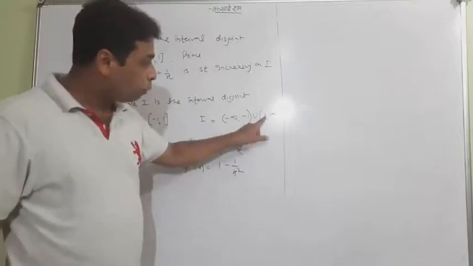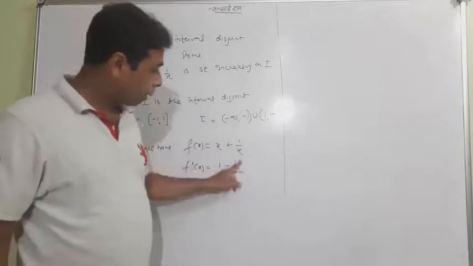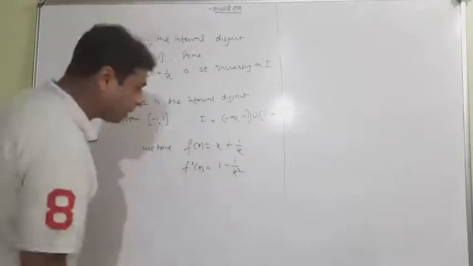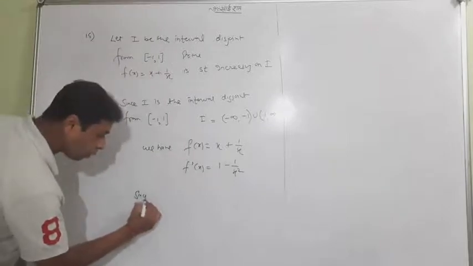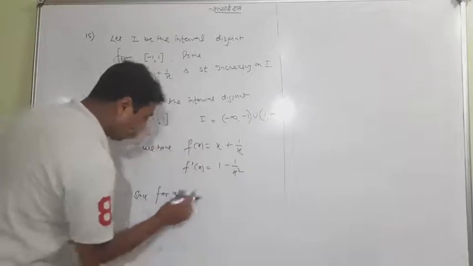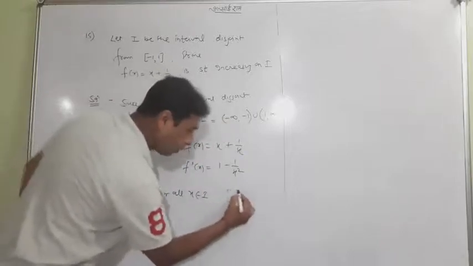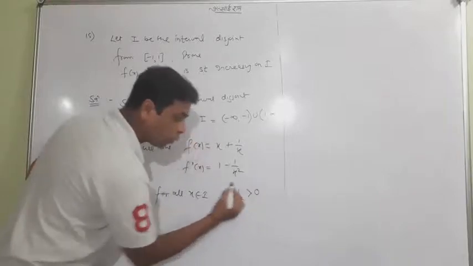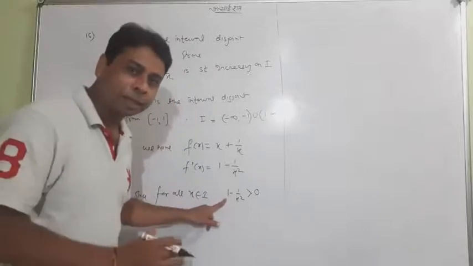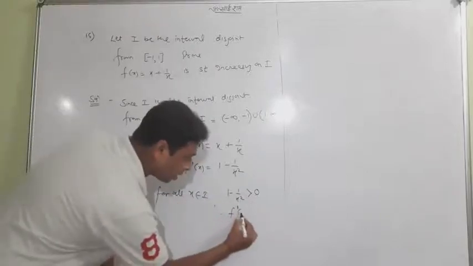Okay, from 1 to infinity, can you take any value, like 2 or 3? For 3, 1 by 9, and 1 minus 1 by 9 is positive. So I would say that for all x belonging to I, 1 minus 1 by x square is always positive. It is never 0. Look, it is 1 minus something, so 1 is always there. So it is never 0, always positive, and so f dash x is positive.